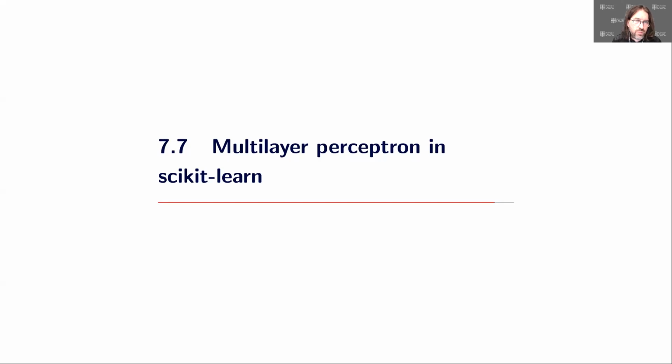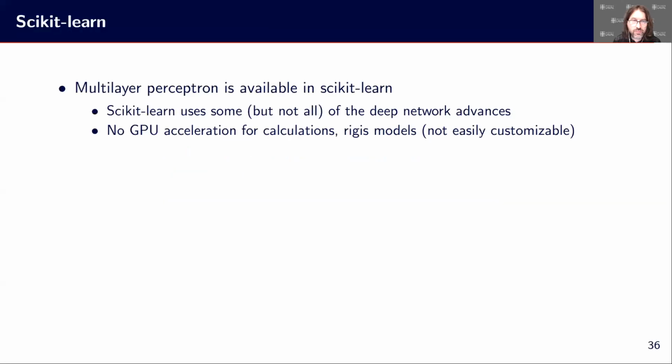And now to complete the presentation this week, we will talk about the implementation of multilayer perceptron in scikit-learn. Multilayer perceptron is available in scikit-learn. This includes some, but not all, of the advances we find in deep neural networks. Of course, next week we will talk about deep neural networks, which are, I would say, an extension of multilayer perceptron with new models.